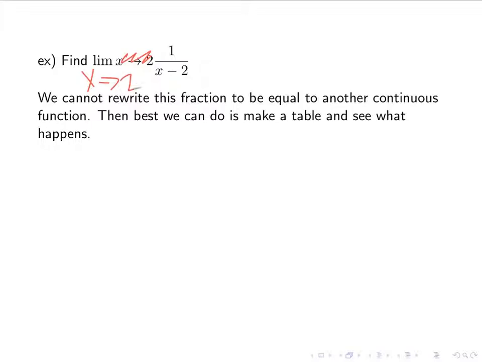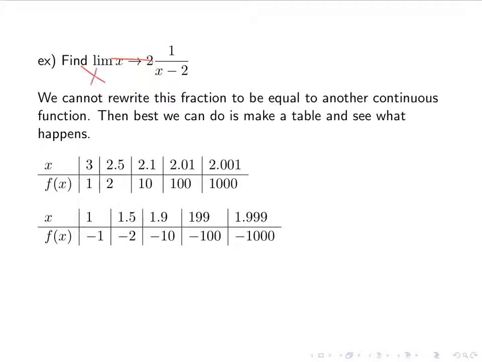So again, that should be on the bottom. For my top function, again, I have x values getting closer to 2. In this case, I've got them switched. I've got numbers that are bigger than 2. The second table has numbers getting closer to 2 from numbers that are smaller than 2. And of course, that should be 1.99, not 199. And if I plug in the values, I get 1, 2, 10, 100, 1,000, negative 1, negative 2, negative 10, negative 100, negative 1,000. So do these two tables go to the same number?